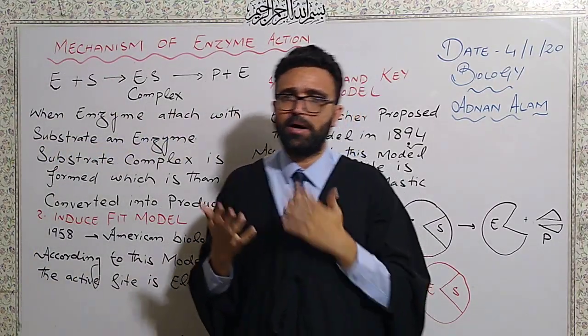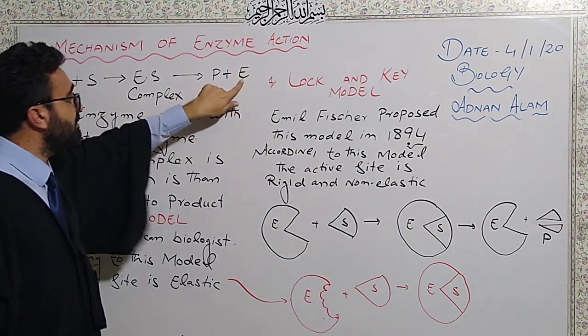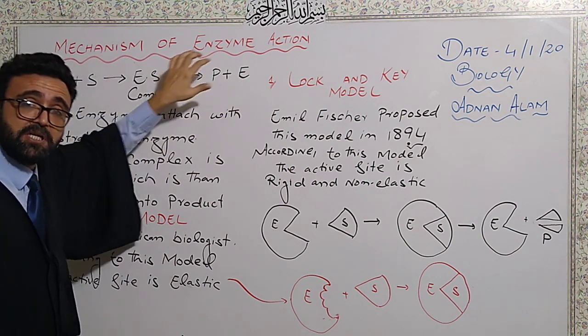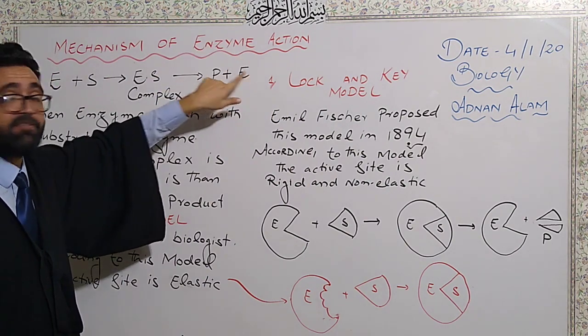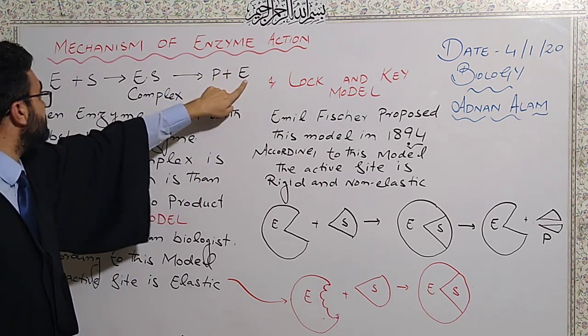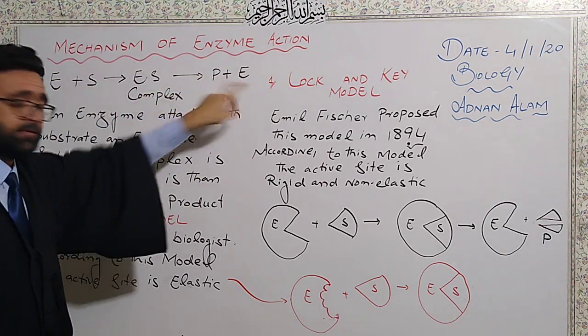We explained to you earlier that the enzyme is acting here as a catalyst. So the catalyst just speeds up the chemical reaction and itself remains unchanged and unused. You can see here the enzyme came out from the reaction.